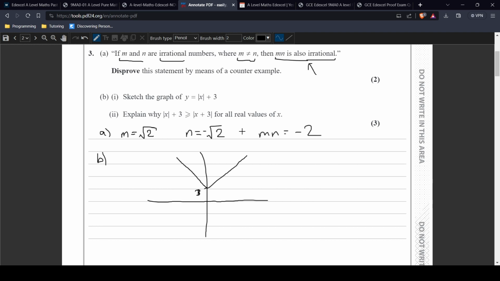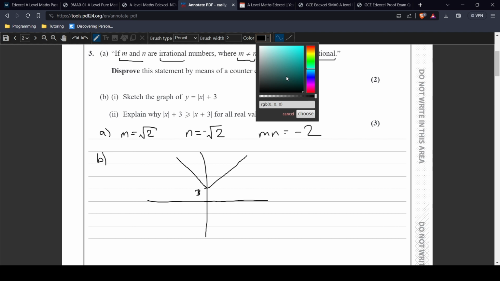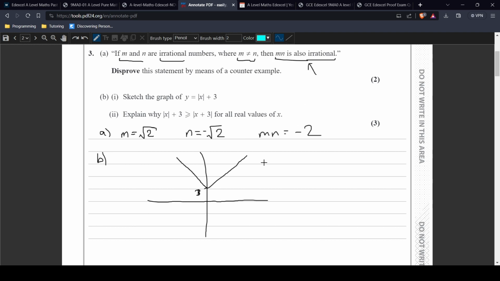Okay, now part 2, explain why mod x plus 3 is bigger than or equal to the modulus of x plus 3. So why is this bigger than this? Now part 1 has hinted at sketching graphs, so we're going to sketch the graph of this as well, modulus of x plus 3. So sketching that in a different color.